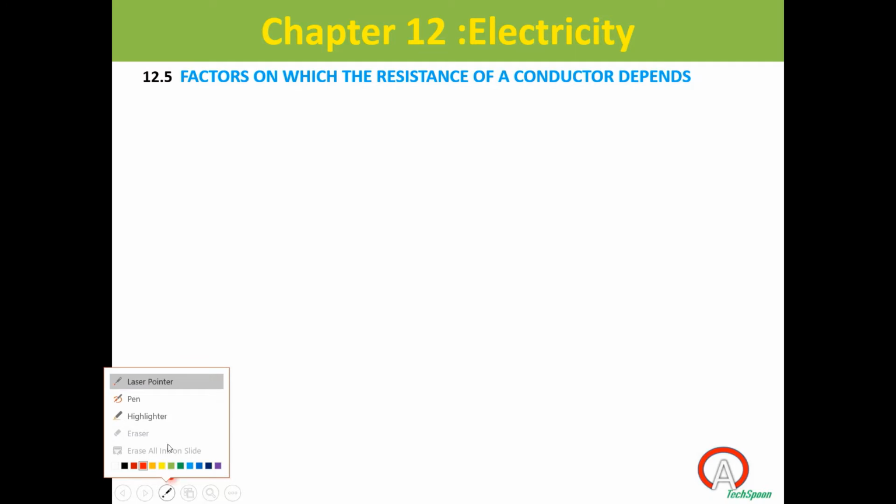Dimension means length, breadth, height, etc. Right? So area, cross section, etc. So here the dimension that we are taking is length and area of cross section of a conductor. Okay. Then the nature of the material by which the conductor is made up of. These two factors on which the resistance of a conductor depends.